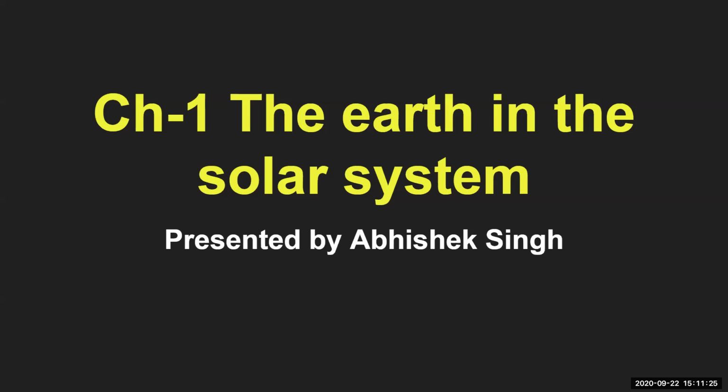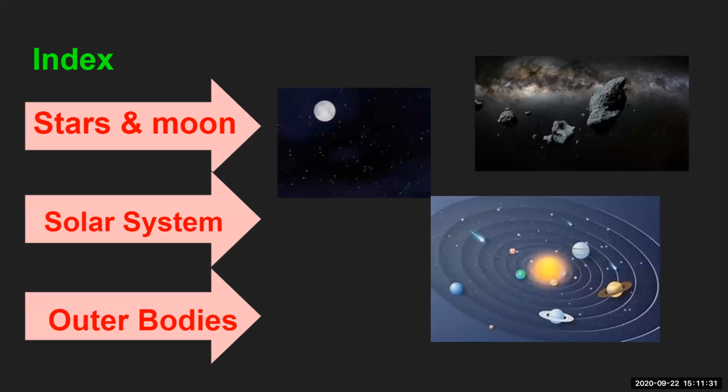Let's take a look at the index, what does this chapter contain? So this chapter's first point is stars and moon, second point is solar system, and third point is outer bodies, means some bodies which are not our planets, not our stars, some mysterious things.